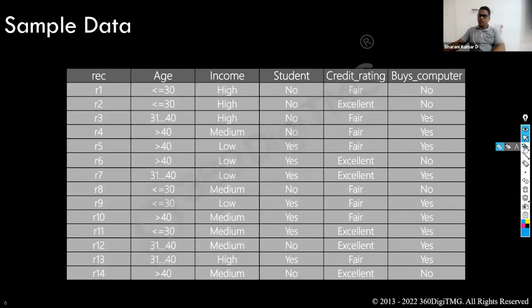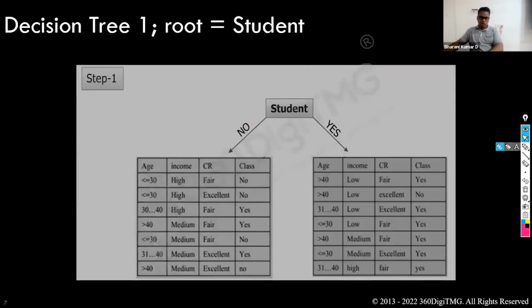Now assume that in this, I'm choosing student as the root node. Student has what? Yes and no. It has no, and it also has yes. Wherever you have no, take all the corresponding values pertaining to that. Here also you have no, so take the values corresponding to that. Here also you have no. Take all these values and put them in a table here. So here you have no, and all the values are listed down here.